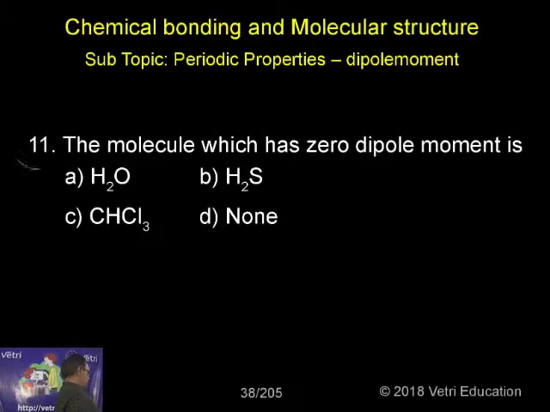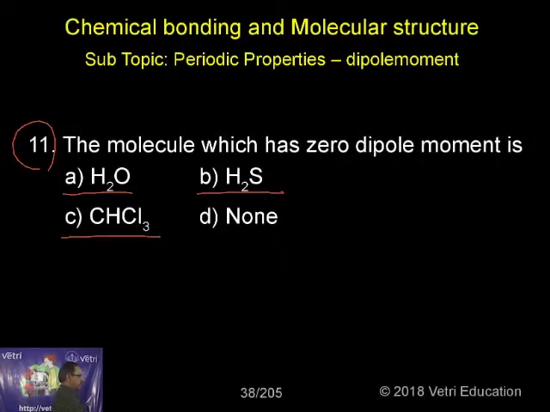Question number 11. The molecule which has zero dipole moment is, this is a very interesting question: A, H2O; B, H2S; C, CHCl3, chloroform; and D, none of them. We must know what dipole moment is, and then we have to apply it to various molecules and shapes.